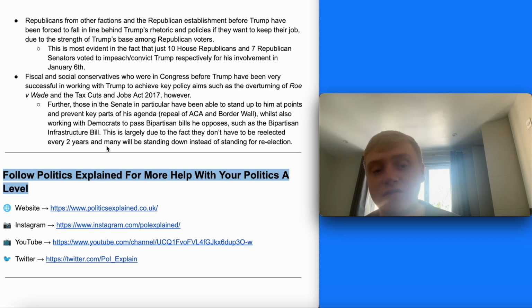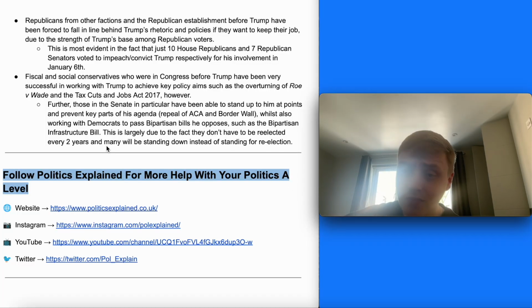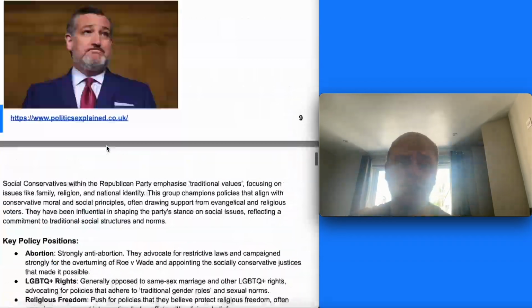This is largely due to the fact they don't have to be re-elected after every 2 years, and many will be standing down instead of standing for re-election. So you see some of those remaining Republican Party establishment figures within the Senate still holding power, partly due to the electoral process. So yeah, that was everything in relation to the Republican Party.